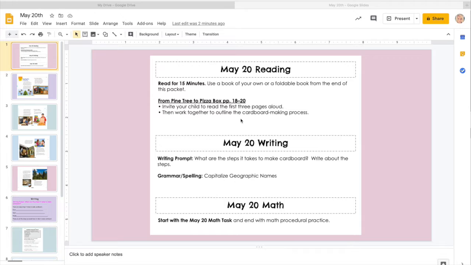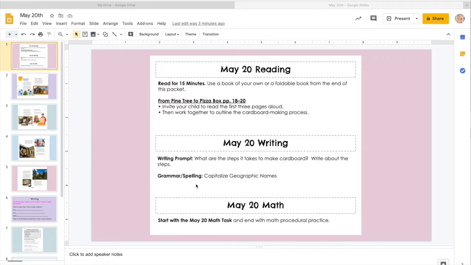So again, when you're outlining that process, you're sequencing events in the order that they happen. What happened first, what happened next, what happened finally, telling the story of the process of the cardboard being made. Then we're going to follow that up with some writing, where your writing prompt is, what are the steps it takes to make cardboard? Write about the steps.